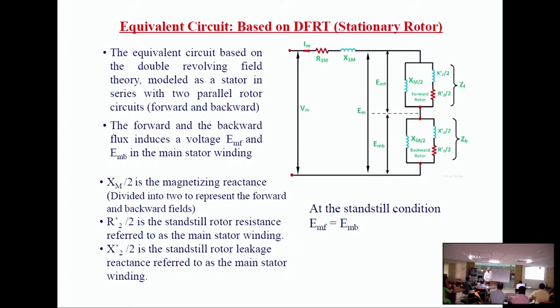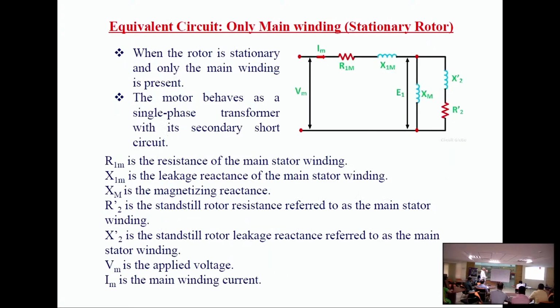So the first part of the figure is the same as before, at standstill. Up to this it is the same. Now this is a similar branch, where each value is half.